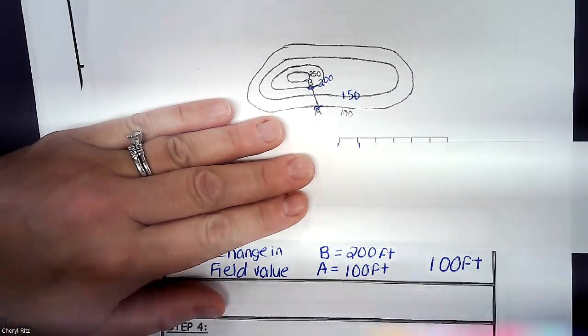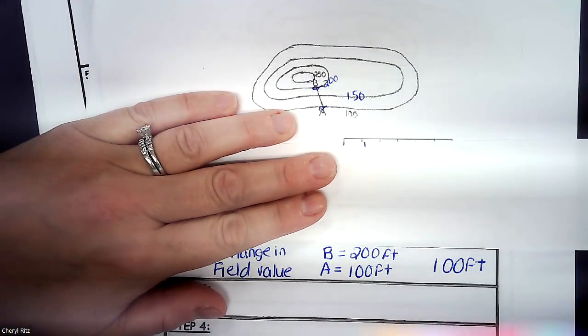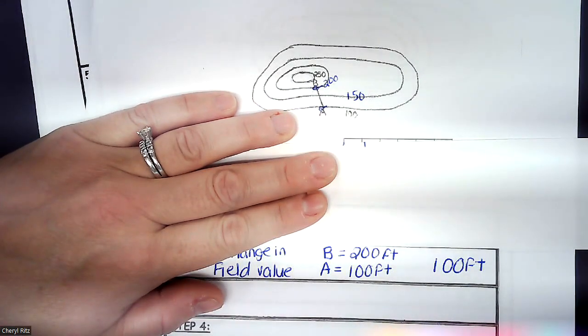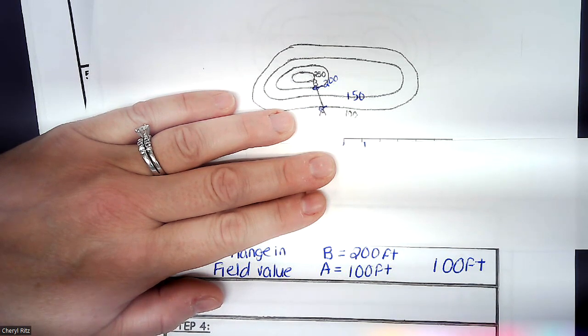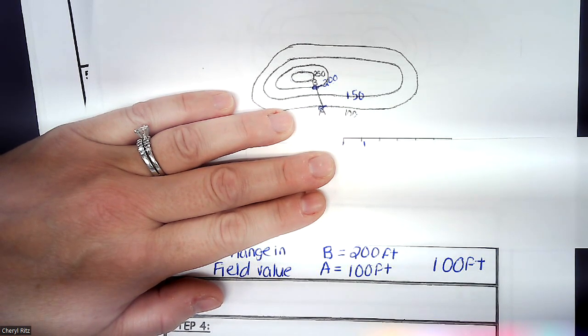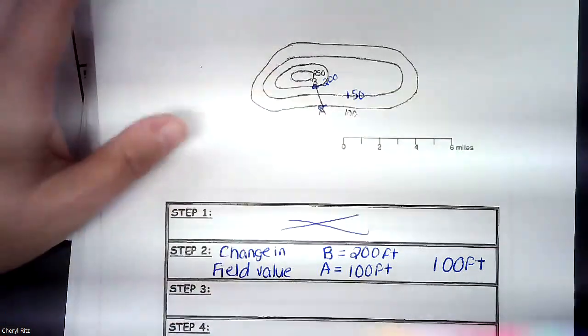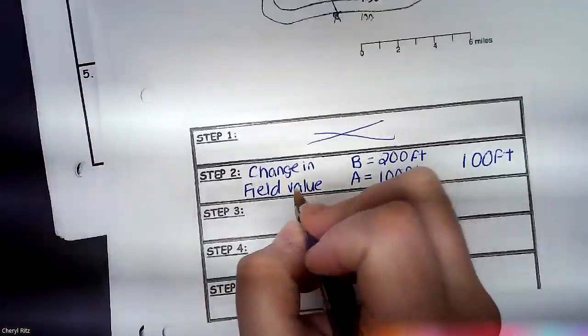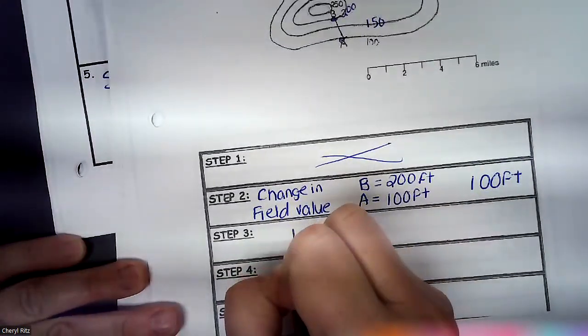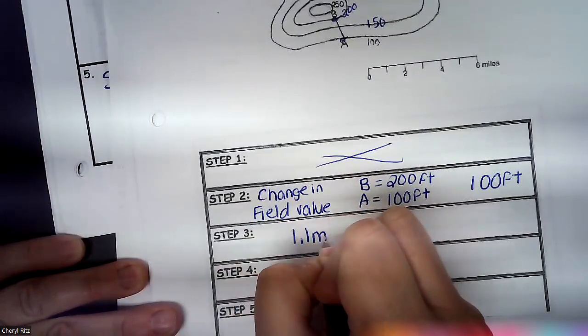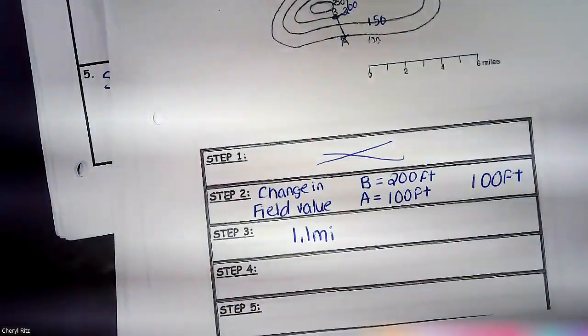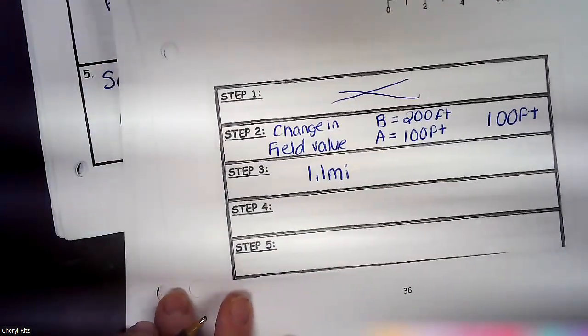Mine pretty much is, is it 1 mile exactly? Mine isn't. Is yours? Yours is? Close enough is not a thing. Not in science. So mine is over just a tiny bit. I'm going to go with 1.1 miles. If yours is exactly 1, go with exactly 1.